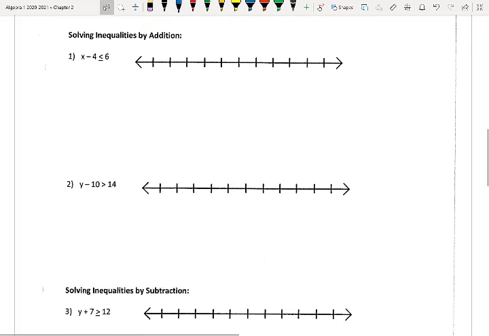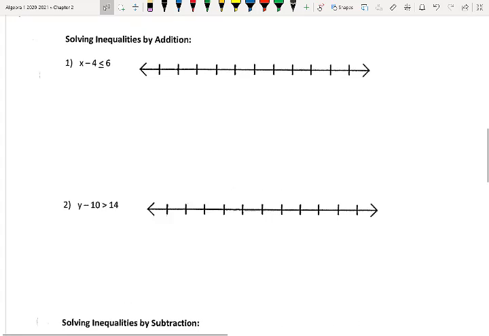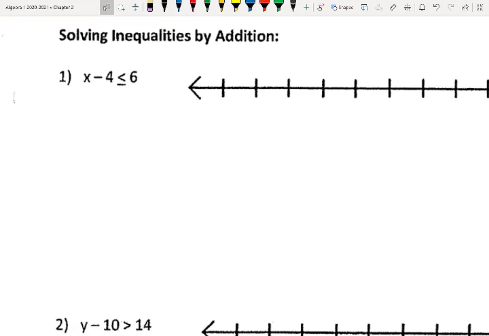So if we take a look at number 1, we're trying to solve these inequalities by addition, and then we're going to graph our solution. So for this one, we're starting with x minus 4 is less than or equal to 6. And before I can graph my inequality, I have to have my x by itself. Right now I'm subtracting 4 from it. So if I was going to do the inverse operation of that, I would add 4 on both sides. That's going to cancel out on the left side, just like it did in my equation. X is still on the left, less than or equal to 6 plus 4 is 10. So that's my solution.